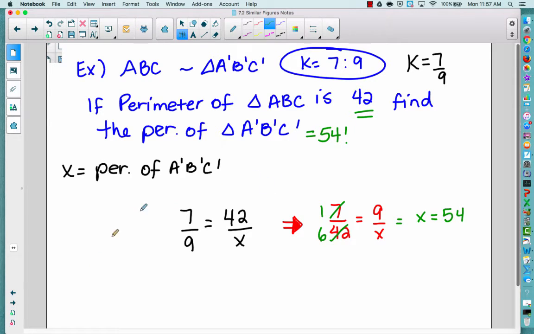Okay, what I want you to do is try the next example and bring it to class tomorrow, and we are going to be practicing this as we move into more on ratios of figures and ratios of perimeters.